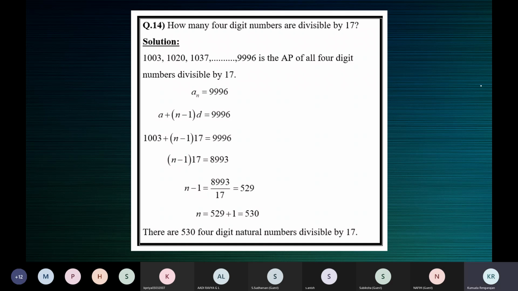I told you the position of 9996 will tell us the number of terms in the AP. So a_n is equal to 9996. Work that, and the value of n is the answer.